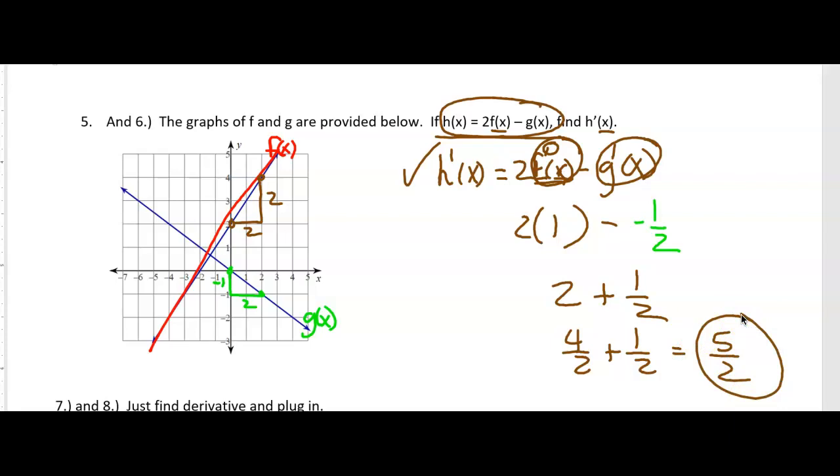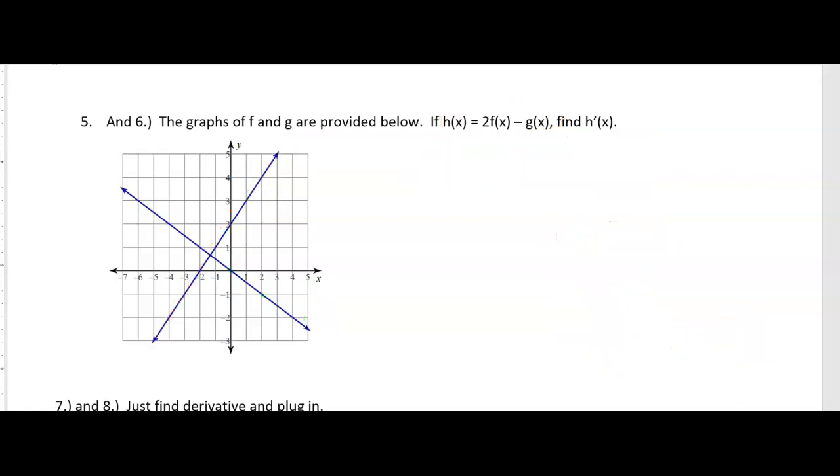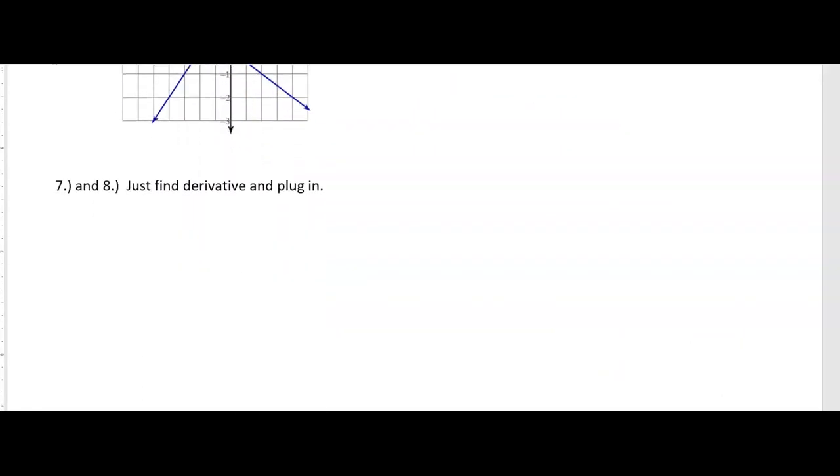So that's what you'll be doing on 5 and 6. You're going to take the derivative of the expression that they give you, and then you're going to find the slopes of the line and replace those derivatives with those slopes because that's what the slope is for those functions. All right, and for 7 and 8, once again, I'm not going to do any example for that because basically all you're going to do is find the derivative of your function, and after that, plug the x value in that they give you. It's pretty straightforward. Nothing too tricky there.